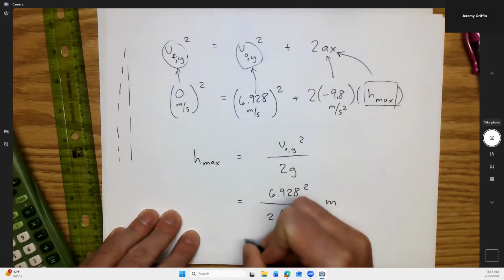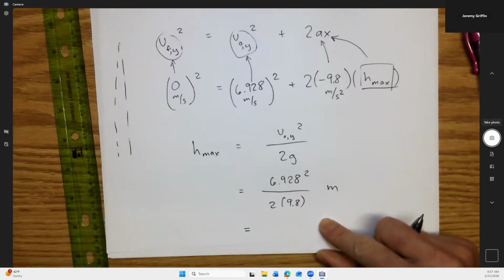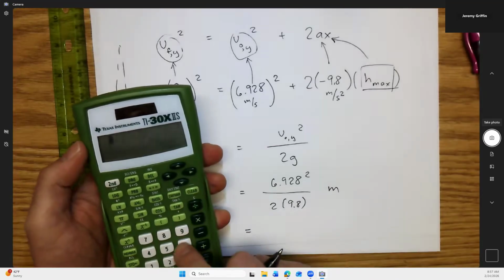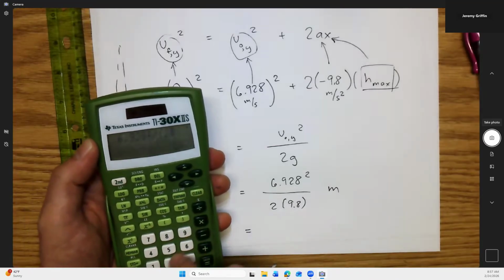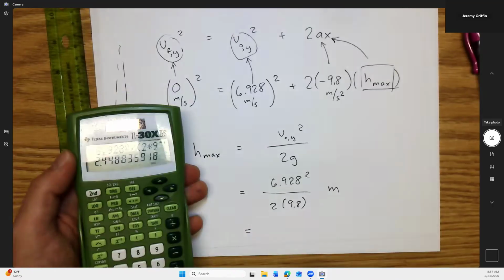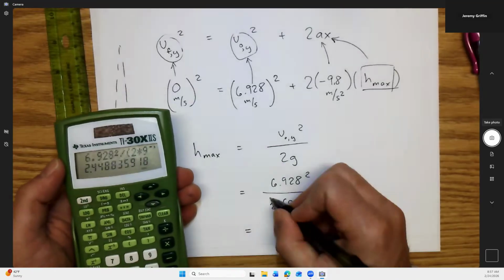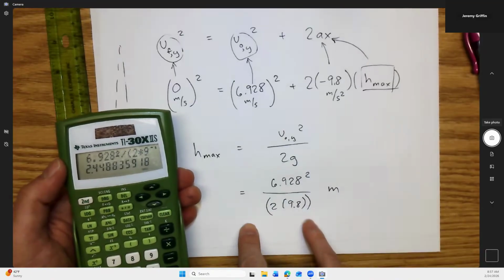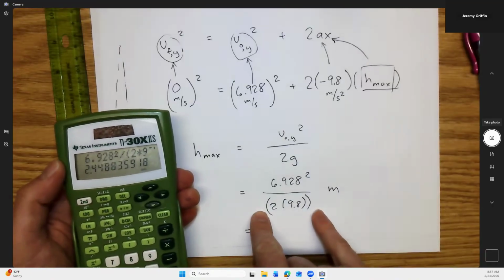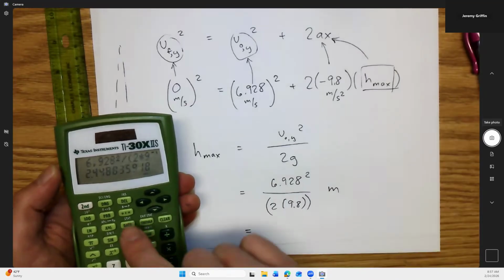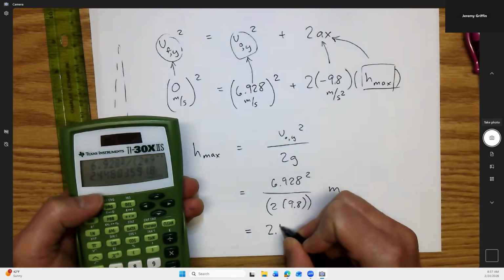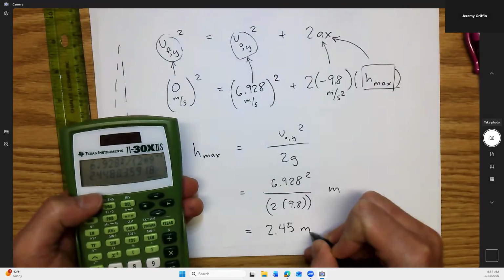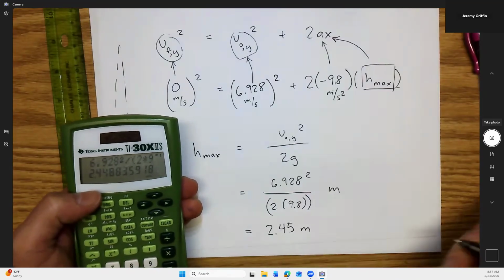This would be in meters. When you pull the units out, let's see what that is. 6.928 squared over, and then in parentheses, 2 times 9.8. It's good to get calculator practice too. A lot of students forget to put this in parentheses, and then they get some nonsensical answer. I'm getting about 2.45 meters. Are you guys getting something like that? About 2.45 meters?